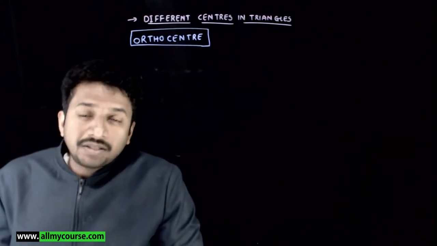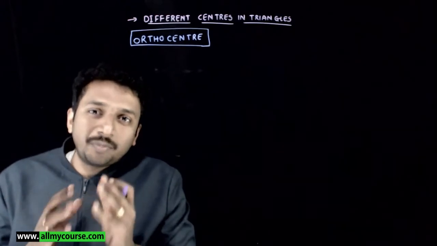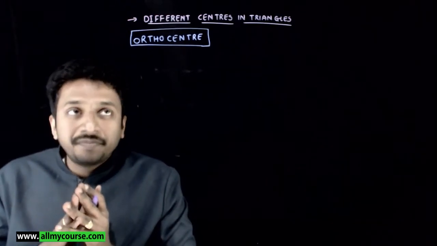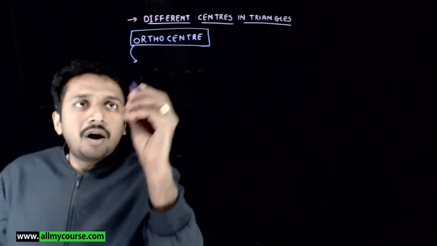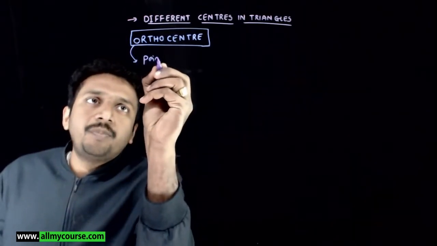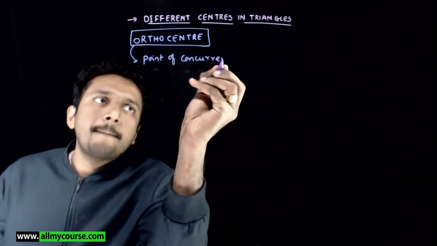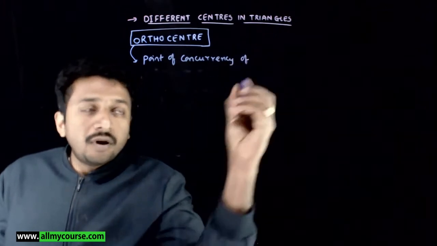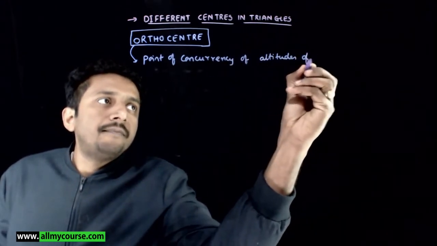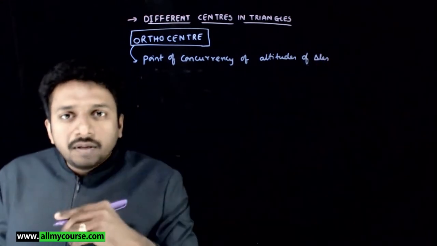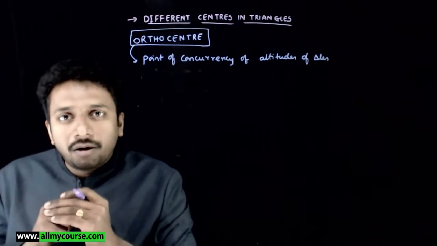So in this video, let us look at what orthocentre is and let us look at the properties of orthocentre. So first, what is orthocentre? Orthocentre is the point of concurrency of altitudes of a triangle. The point of concurrency of altitudes of a triangle is called the orthocentre.